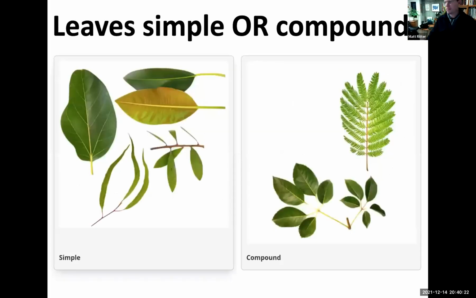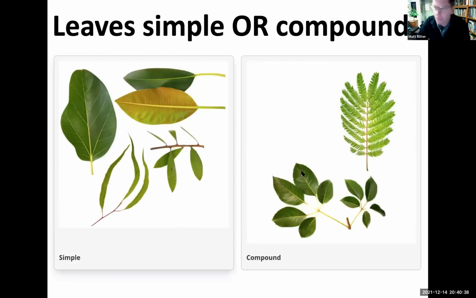On these pictures, all these are simple leaves on the left. Here's some simple leaves of ficus. Here's a eucalyptus simple leaf. They have different shapes, but the blade is not divided at all into leaflets. Here on the right are some compound leaves of a tababuya tree and an albizia.